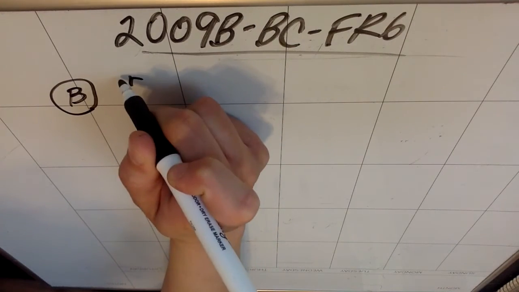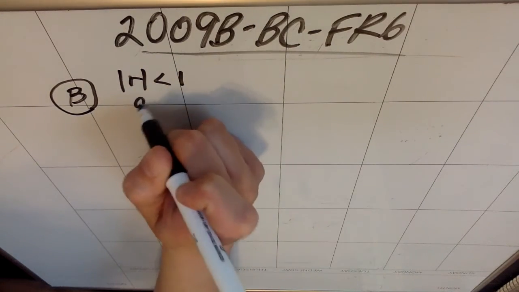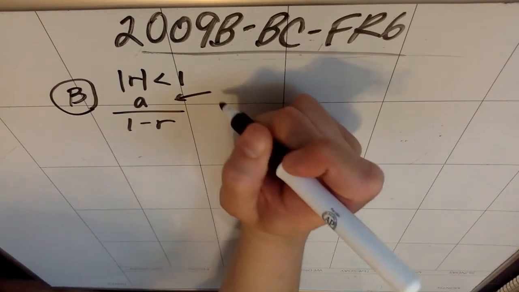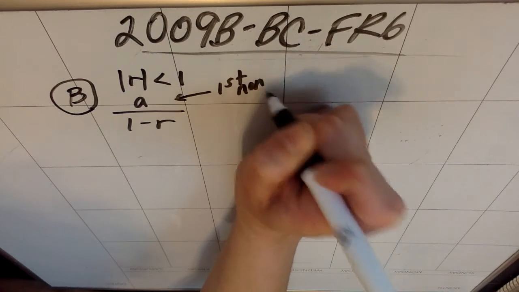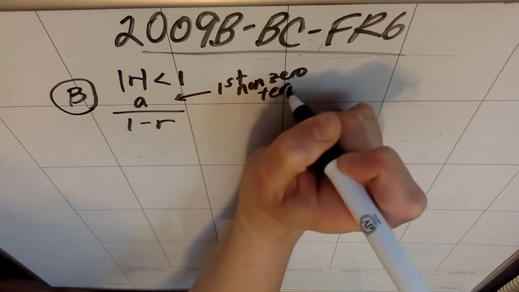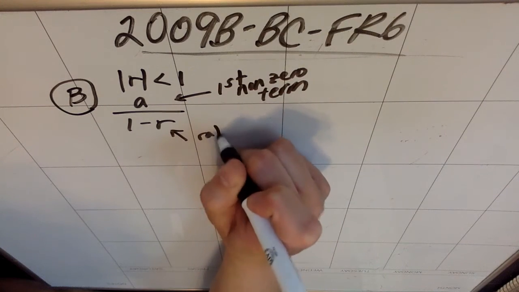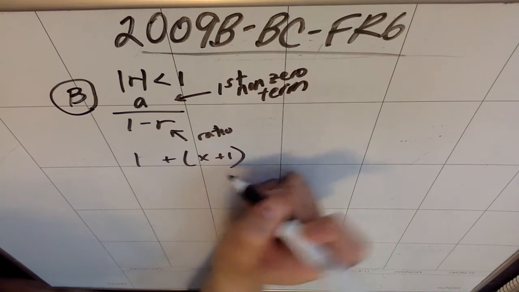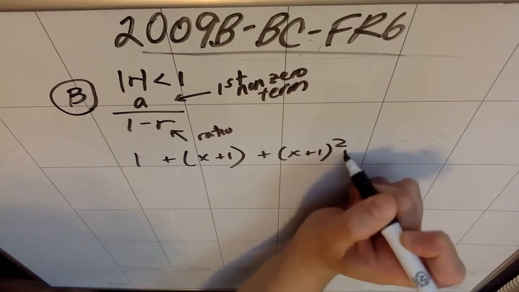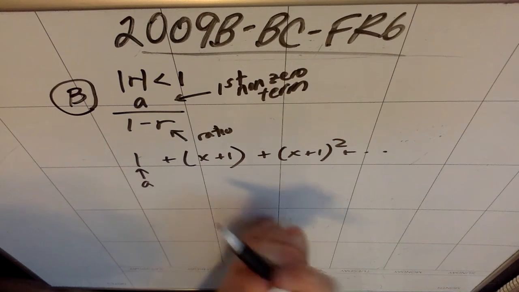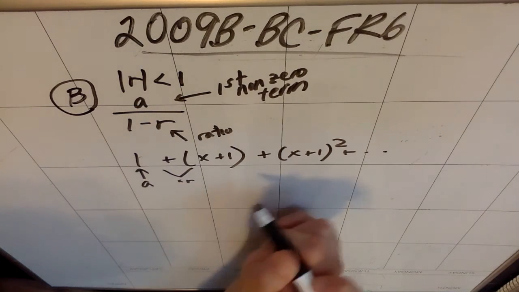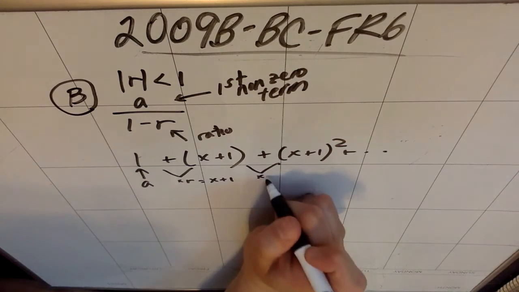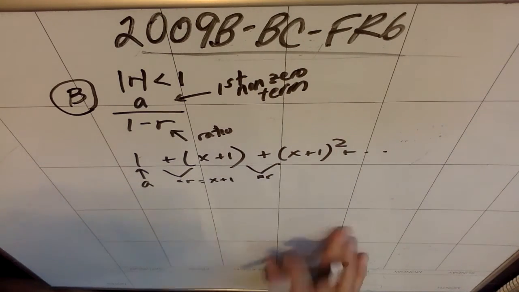So remember that for r values that are smaller than 1, a geometric series converges to a over 1 minus r, where a is the very first term of the series, the first non-zero term, and r is the thing that you're multiplying by every single time to get the next term. So if we look at our series, we have a 1 plus an x plus 1 plus an (x plus 1) quantity squared, and so on. My first term is definitely 1, and then what I'm multiplying by each time is an x plus 1, and then I multiply by that r again. So I multiply by r.